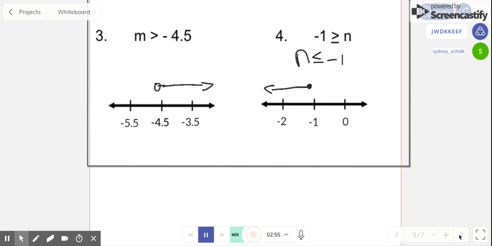Number 4, we have negative 1 is greater than or equal to n, so we rewrite it with that variable on the left, saying n is less than or equal to negative 1. So, since it's less than or equal to, we draw a closed circle at negative 1, showing that negative 1 is included, and then we show that anything less than that negative 1 can also be what n is. So we draw an arrow to the left.